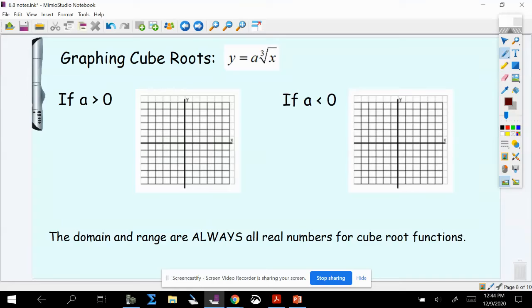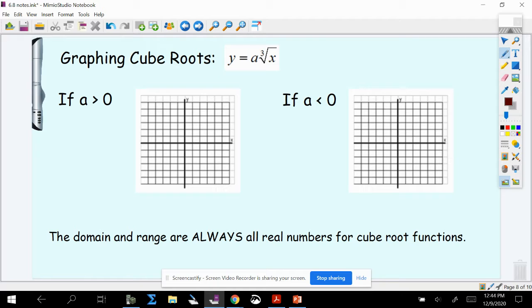Here is our last video in chapter 6, and it may be the easiest one I've done. The last thing that we have to do in 6.8 is graph cube roots, which look different than square roots, but the movement and the transformation is much simpler. You can graph a cube root on your calculator, but sometimes it's nice for me to just show you what it looks like by hand.